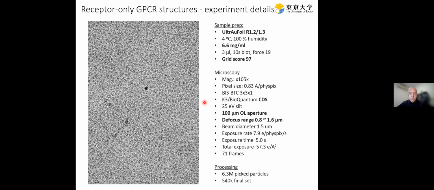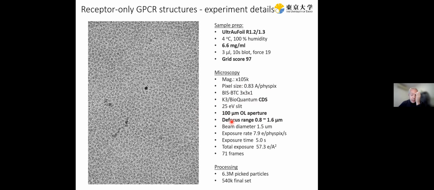This data was collected on the, I believe, the first Krios. So this data was collected before we got the new Krios. And you see the energy slit was wider. Nevertheless, it still worked out in the end. And also with the 100 micron aperture. So yeah, it probably also helped a bit.